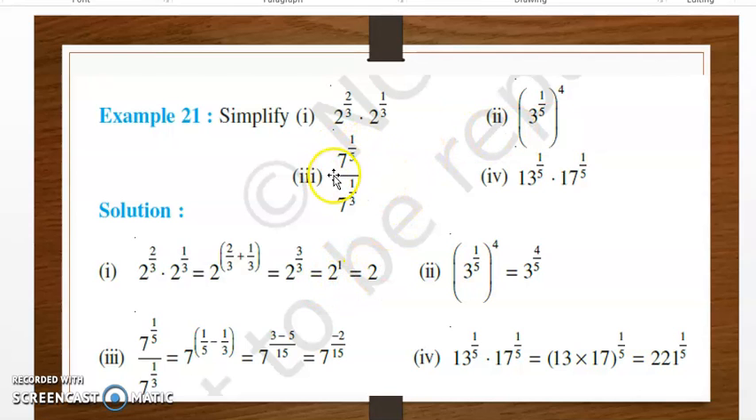Another example would be 7 to the power 1 by 5 divided by 7 to the power 1 by 3. So we are dividing. Since the bases are the same, for division we subtract the powers. So 1 by 5 minus 1 by 3 is minus 2 by 15. Okay. And the same goes with 3 to the power 1 by 5. We just have to multiply the powers. And since here the powers are the same, we multiply the bases together. We have 21 to the power 1 by 5.